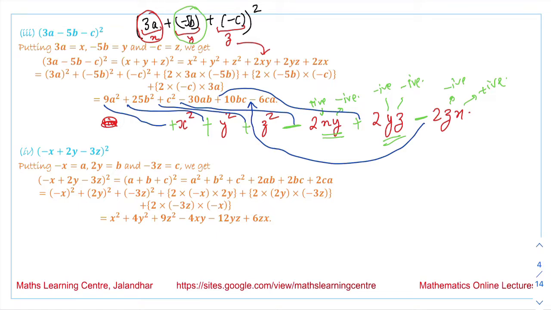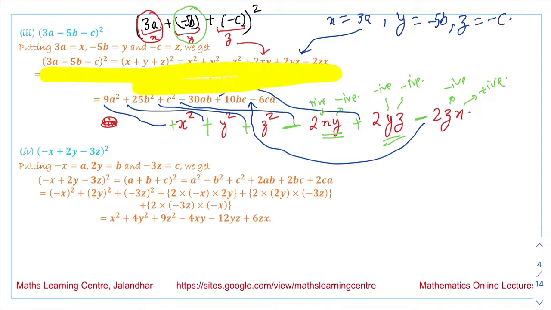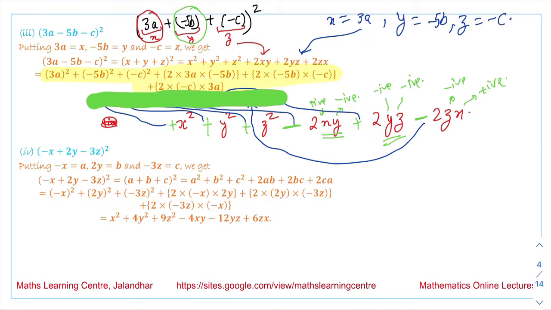Basically what you have to do is write x is equal to 3a, y is equal to minus 5b, and z is equal to minus c. Substitute these values in this formula. You will write this complete term over here, and then finally you will write this answer. I'm just telling you how these signs are coming.